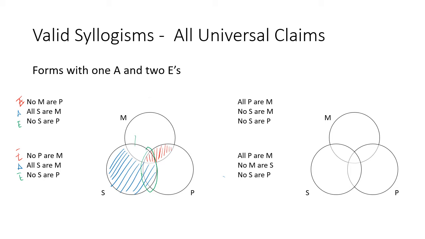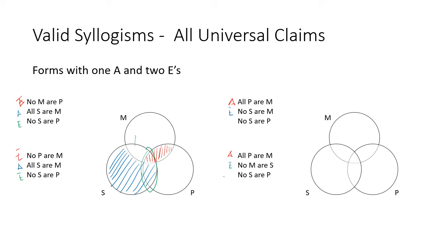a universal affirmative. But in this case, we have kind of switched which premise gets the universal negative and which gets the universal affirmative. So in this case, the P premise is the universal affirmative, and the S premise is the universal negative. So now the P is the A claim, and the S is the E claim.